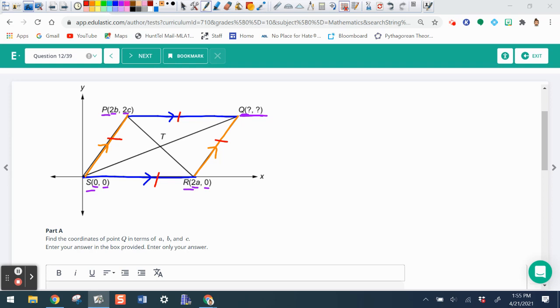So a parallelogram, if you think about it, because it has opposite sides that are congruent and parallel, it's a lot like a rectangle. A rectangle has opposite sides parallel and opposite sides congruent. The only difference is there are no 90-degree angles. So what we're going to do is think about this parallelogram as if it was a rectangle.